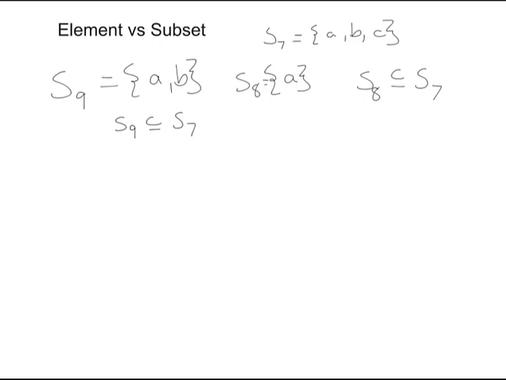Let's try one more. Is S9 a subset of S8? Well, let's see. The first thing we need to do is make sure they're both sets, because you can only do subset if they're both sets. So S9 is a set, S8 is a set, so we're good.